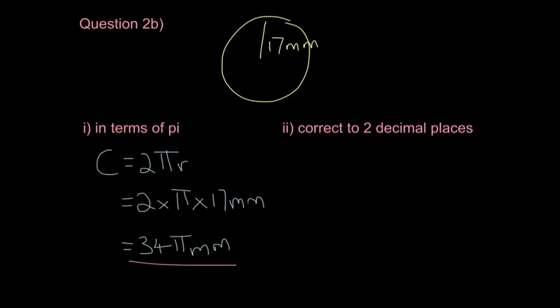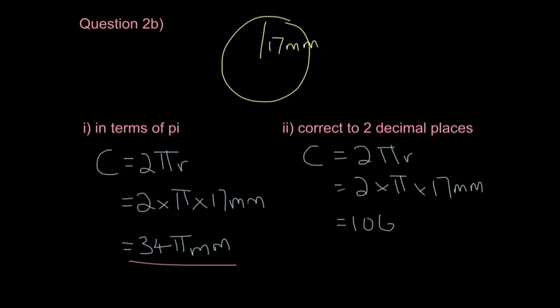Okay, let's have a look at the other version. We still use the same formula. We're still using circumference equals 2 pi r. So it's 2 times pi times 17 millimeters. But when we plug it into the calculator, I get this value, 106.81415, and so on and so forth.